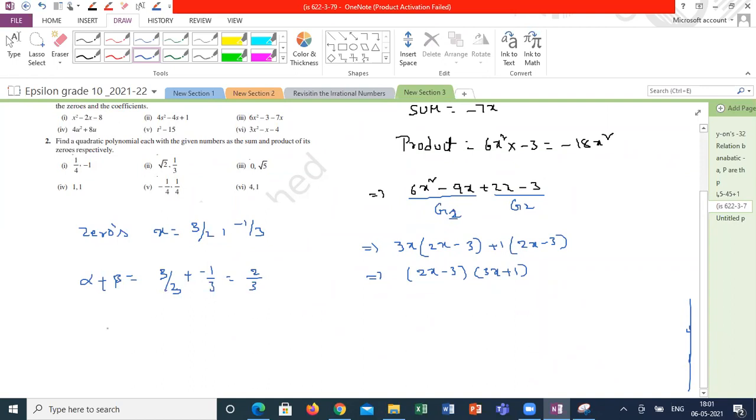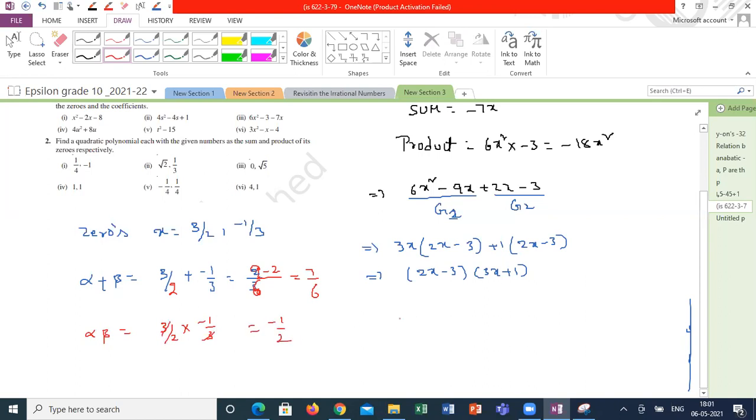Alpha into beta is how much? Sorry guys, I made a mistake. This is 3 by 2. LCM is 6. 9 minus 2, this is 7 by 6. Alpha into beta is equal to 3 by 2 into minus 1 by 3. 3 cancels. This will be minus 1 by 2.